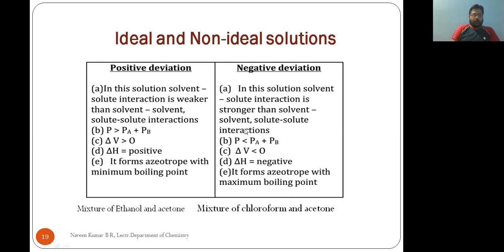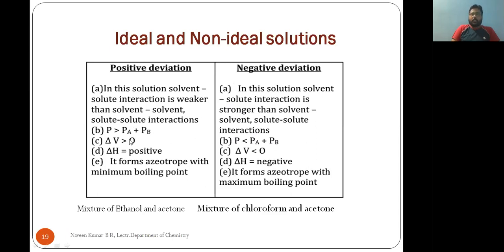Now here P generally signifies P total. You can consider P total is greater than Pa plus Pb. That is, total pressure will be greater than the sum of Pa plus Pb, because of weaker attractive forces, more molecules will escape into the vapor phase. Hence the vapor pressure of the solution is greater when compared to Pa plus Pb. As in the case of negative deviation, due to strong attractive forces, fewer molecules will escape into the vapor phase. So P total will be lesser when compared with the sum of Pa plus Pb.